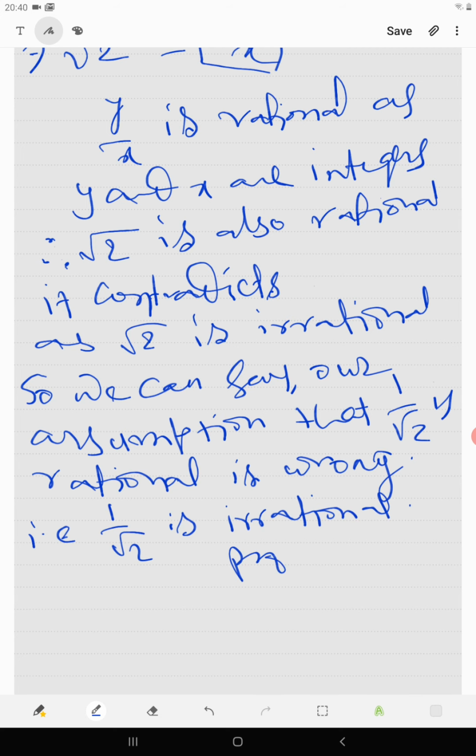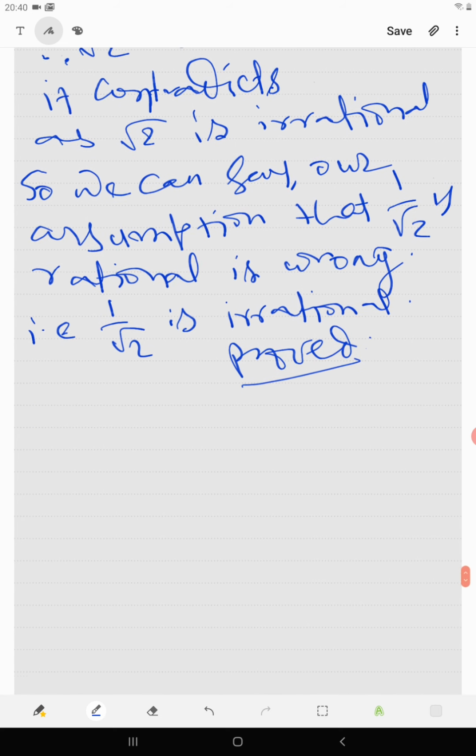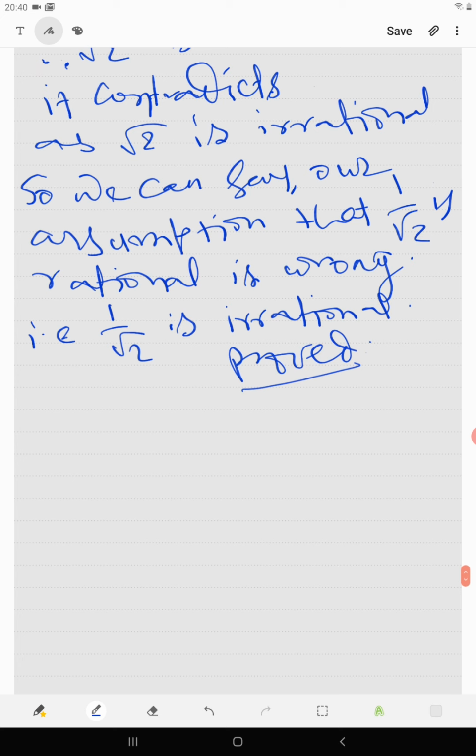Proved. So you assume something and you contradict at the end, and then say our assumption is wrong and what we assumed was wrong. Okay, the assumption that 1 by root 2 is rational is wrong, hence 1 by root 2 is irrational. Okay, next, the second one is 7 root 5. We have to prove that 7 by root 5 is irrational.